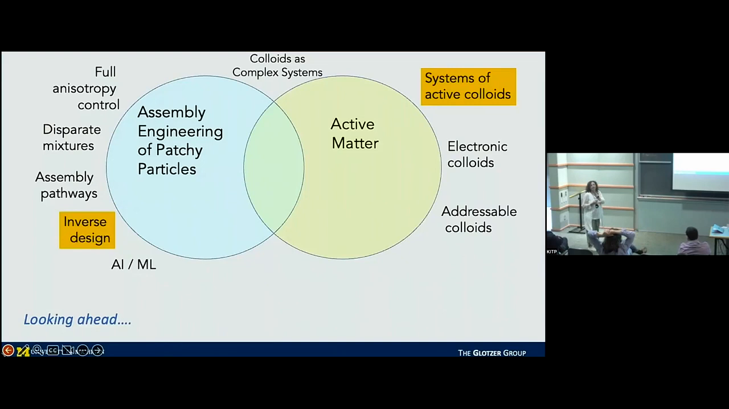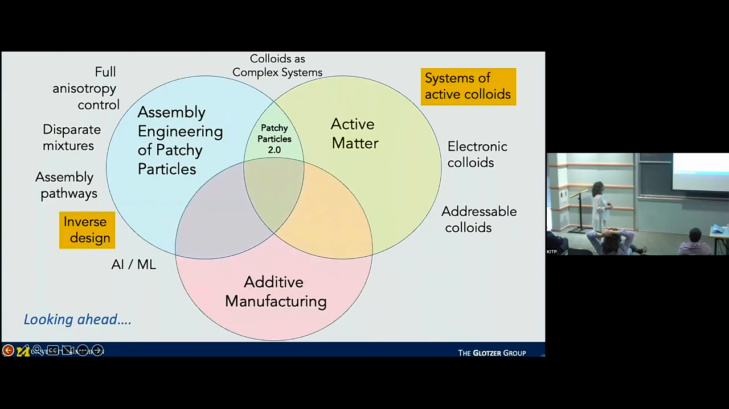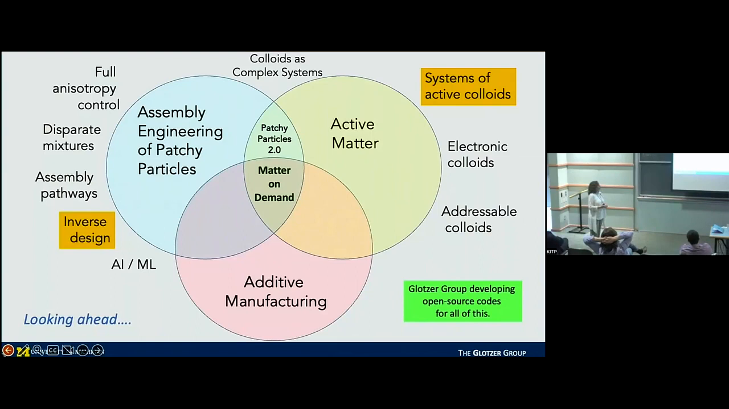So really starting to think of colloids as complex systems, right? And if we think about patchy particles 2.0, then we're taking your patchy triangles and somehow making them active and non-equilibrium. There's just so much to dig out of there. But then we have to bring in additive manufacturing, like 3D printing. That's where we're going to get to matter on demand. But those things are hard because it's highly non-equilibrium. And so we're building out our codes. I know some of you in the room use HOOMD or signac or freud. We're trying to build out some of our open source codes to be able to treat all of these. And I'll show some examples of that.